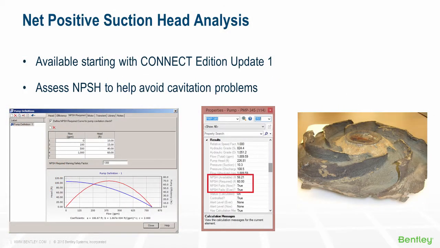Cavitation occurs in a fluid when the absolute pressure drops below the vapor pressure of the fluid, resulting in the formation and collapse of small vapor pockets. The most common place where this occurs in water and wastewater systems is at the suction side of the pump.